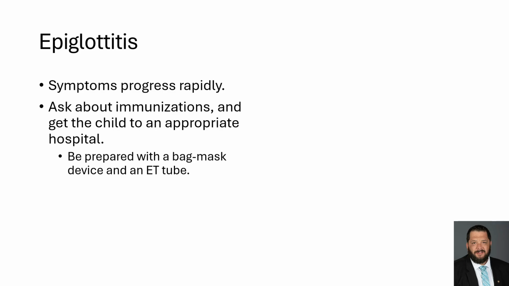Remember that when we're treating patients, part of our job is getting the patient to the most appropriate facility. The most appropriate facility is not always the closest facility, not always the community hospital down the street. They may need to go to a pediatric center, particularly for the treatment of progressive infectious disease as well. So be prepared for bag valve mask ventilations for these patients and an ET tube.